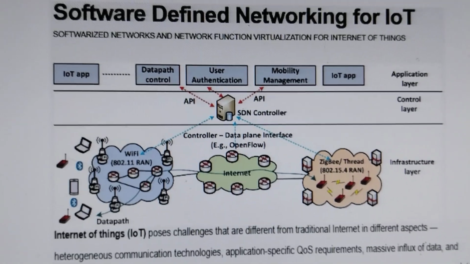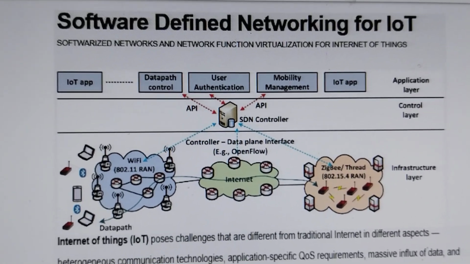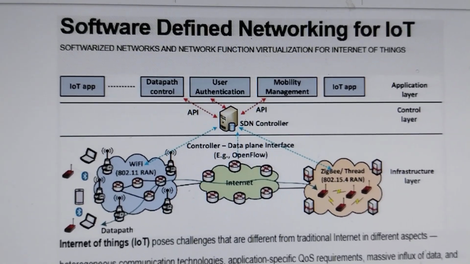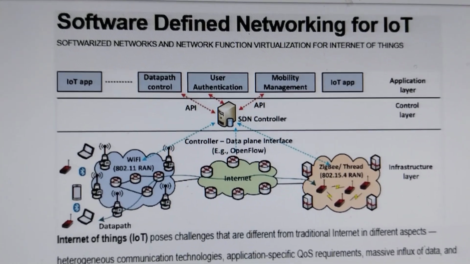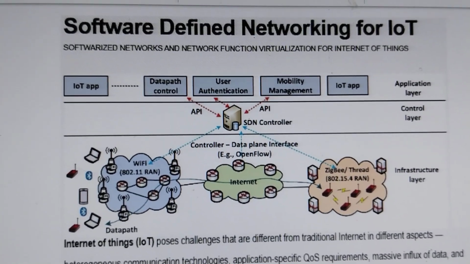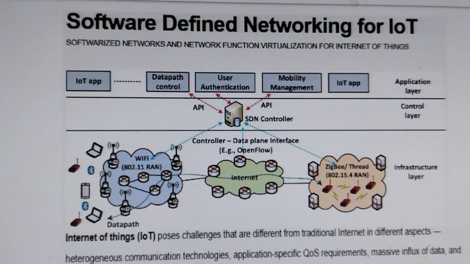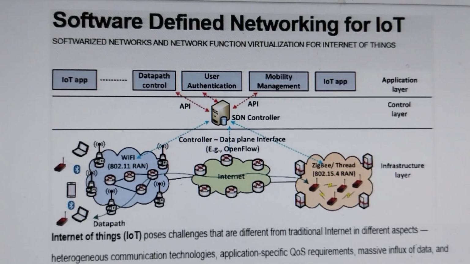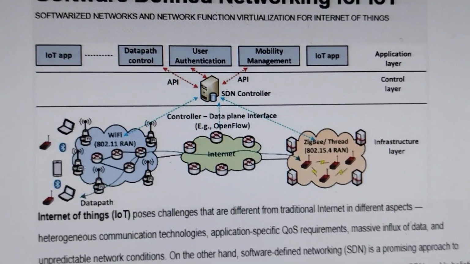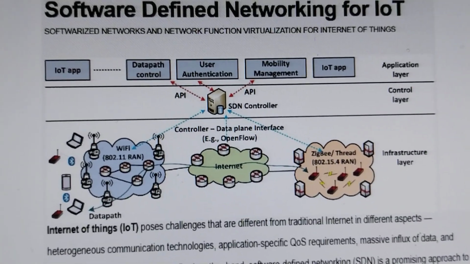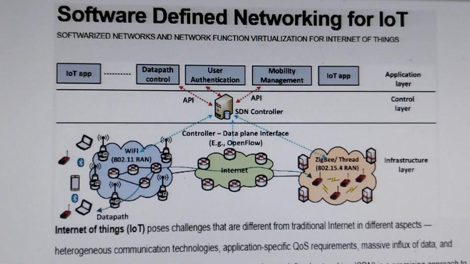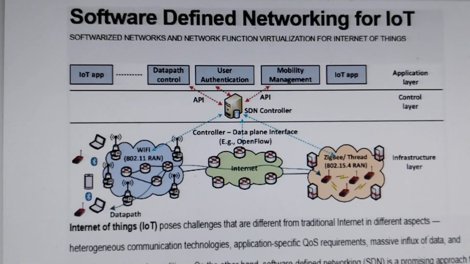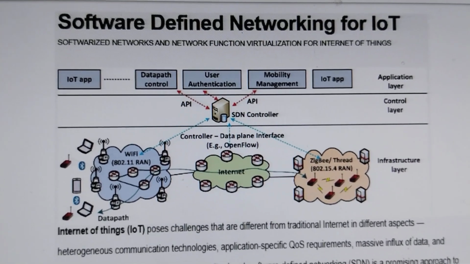Here, application layer is what? Application layer is the interface between user and network. In this application layer we have several clients like IoT app, data path control. Here IoT app will interact with user and SDN controller. Here SDN controller verifies user authentication and mobility management.